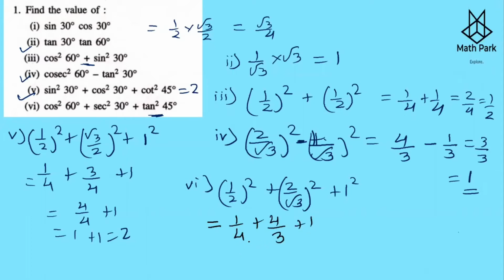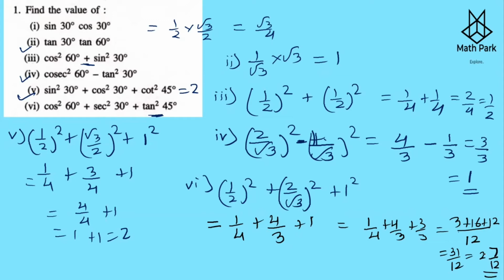So let us simplify this. 1 can be written as 4 by 4 or 3 by 3. So we have 1 upon 4 plus 4 by 3 plus 3 by 3. So the LCM is here 12. 4 and 3, the LCM is 12. So here we'll have to multiply by 3. So 4 4s are 16 and 3 4s are 12. So 12 plus 3, 15 plus 16, we get this as 31 upon 12, which is 2, 12 2s are 24, 24 plus 7, 2 7 by 12 is the final answer. So we have done with question number 1.